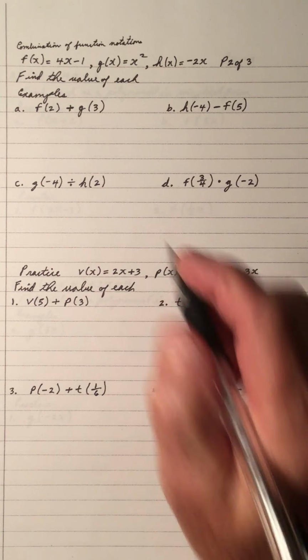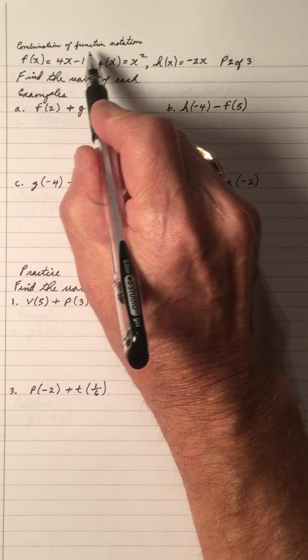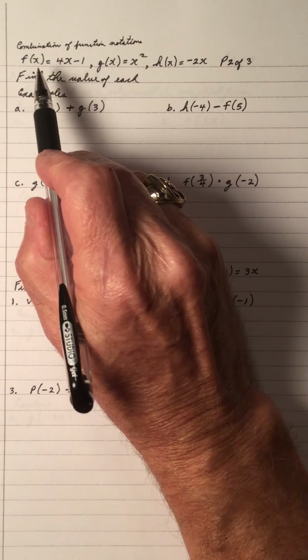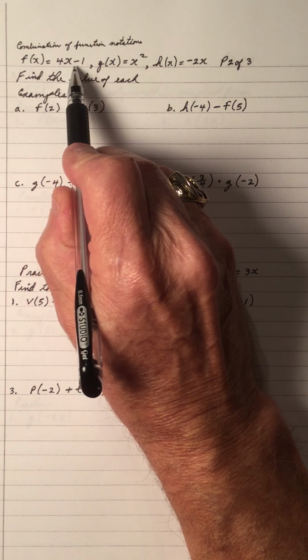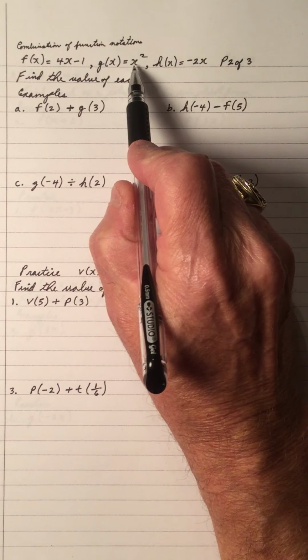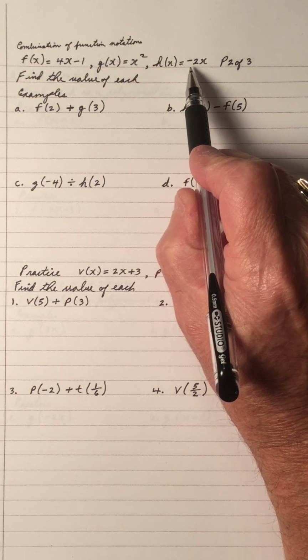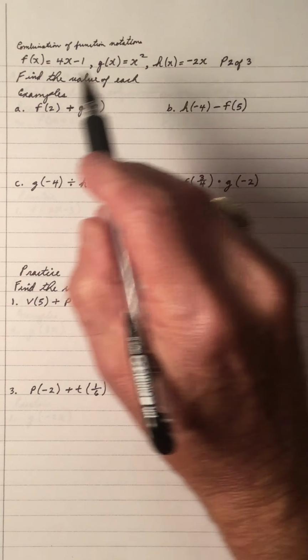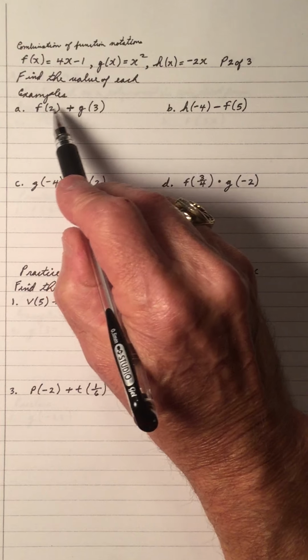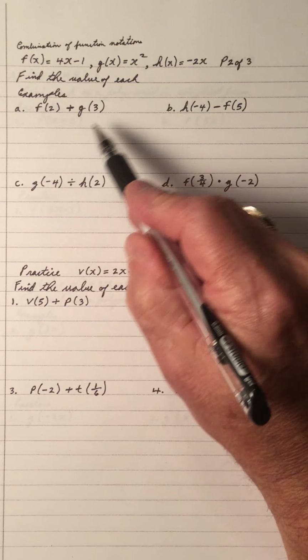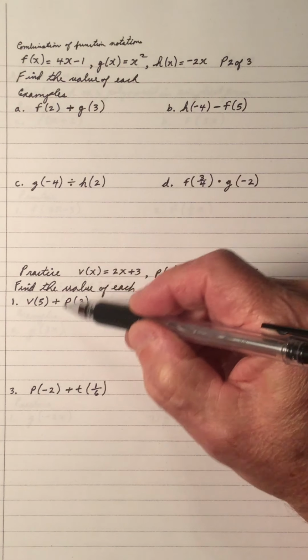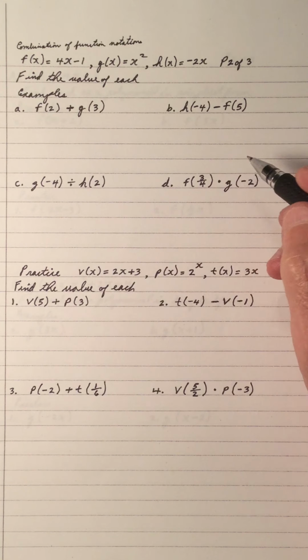This video is on a combination of function notations. f of x equals 4x minus 1, g of x equals x squared, h of x equals negative 2x. We're going to find the value of each of these. Let me do some examples for you, and then you can do some practice.